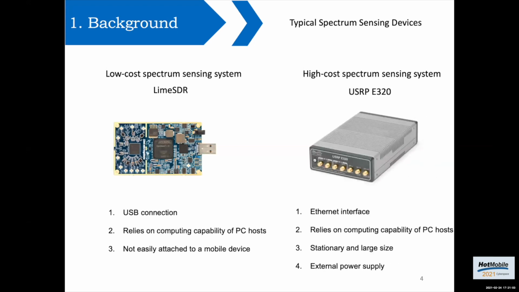USRP is widely used and very famous. It usually needs a connection to a PC host via USB or Ethernet. The E320 also has a standalone mode and it allows users to put all necessary computation on the platform, but it uses an Ethernet interface. We know that mobile devices don't have an Ethernet port, and it's stationary and has a large size and needs an external power supply. So this limits its mobility.